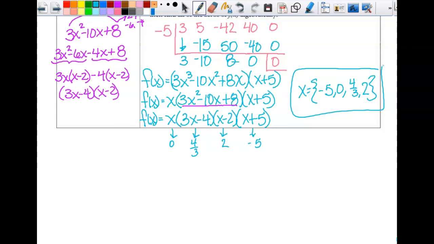What questions do you have? We good? Awesome. Got to be able to factor, guys. Factor, factor, factor. And I think for the most part, y'all do okay on that. But we got a whole lot more factoring coming up.